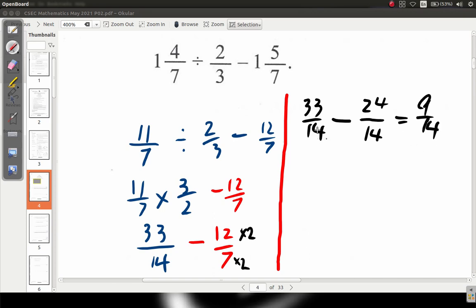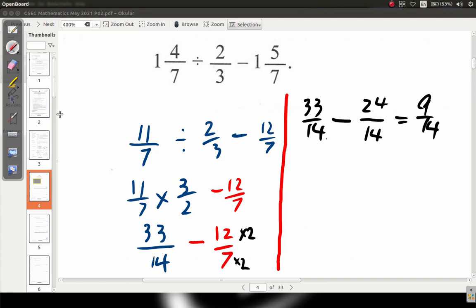Remember, 33 of anything, and you take away 24 of the same thing, gives you 9. If you have 33 apples and you take out 24 apples, you have 9 apples left. So if you have 33/14 minus 24/14, you have 9/14 left. Right? Now, that is why you have this one. Am I right with that?